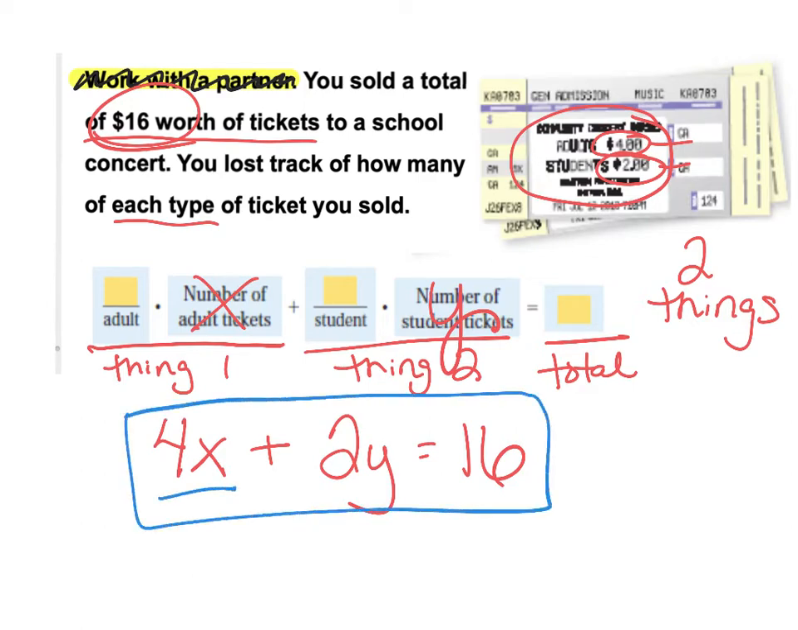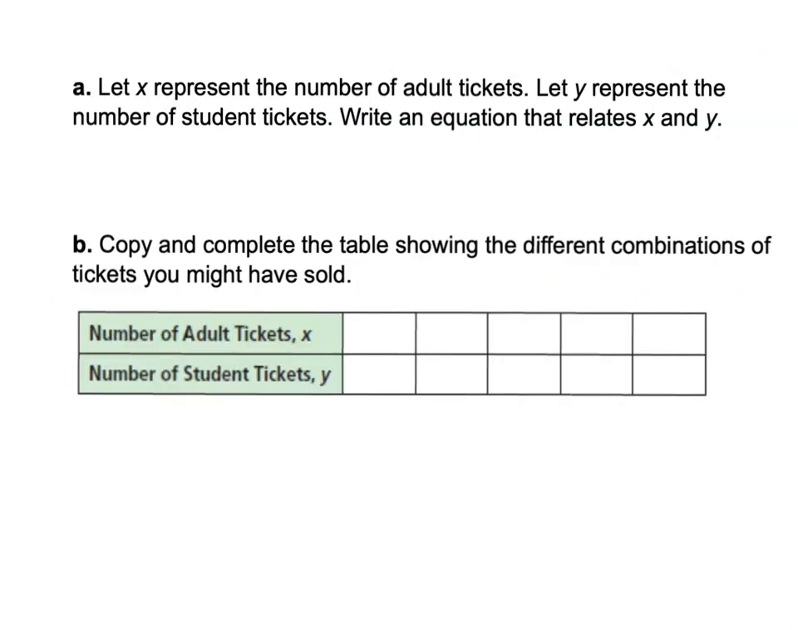We have thing number 1 plus thing number 2 equals a total. And we work with this the same way that we did our slope-intercept form. x represents the number of adult tickets. y, write an equation. We already did that, so it was 4x plus 2y equals 16.